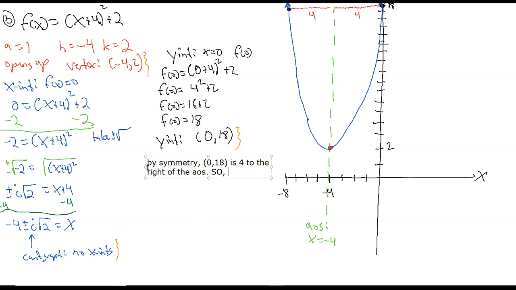So (-8, 18) must be a point, because that's left 4 from the axis of symmetry. I didn't have to do any math, and if you don't trust that, plug x equals -8 into this function. -8 plus 4 is -4. -4 squared is +16, and guess what 16 plus 2 is? It's 18. It saves us time from having to do arithmetic and algebra.